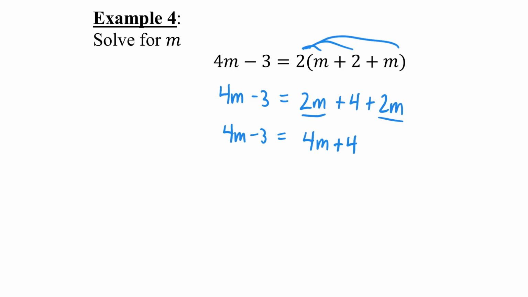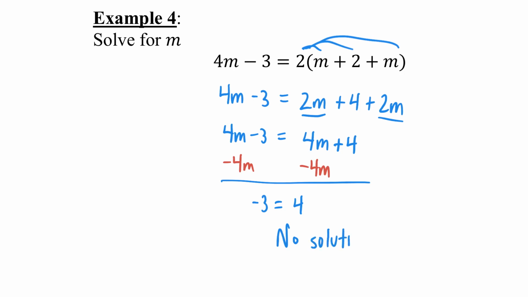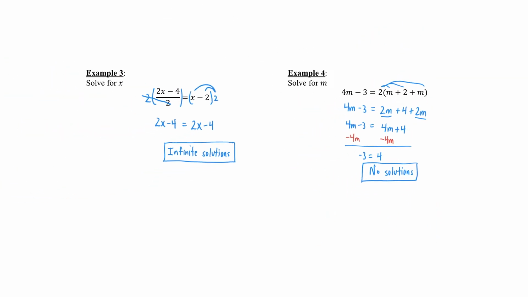And if you subtract 4m from both sides, we're going to have a problem here. Right? So if you subtract 4m, you're going to have negative 3 is equal to 4. And that's dumb. That can never be true. So this will be no solutions. All right, I think that's it.